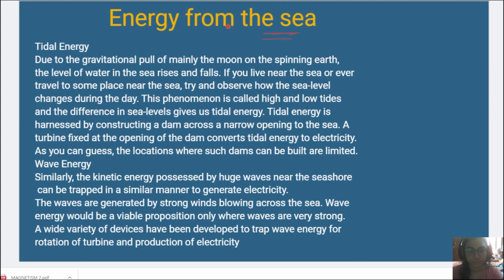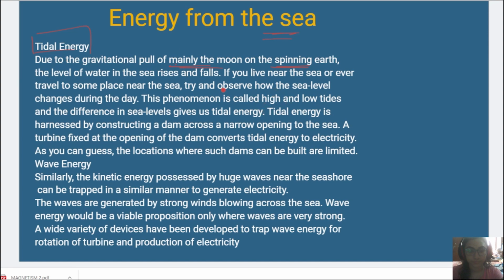Energy from the sea, tidal energy. Number one, due to the gravitational pull of mainly the moon on the spinning earth. We had talked about this when we talked about gravitation, how the moon, due to its position, due to its revolution around the earth in 24 hours, pulls the seas accordingly due to the gravitational pull, and as a result of which there is high tide and low tide.